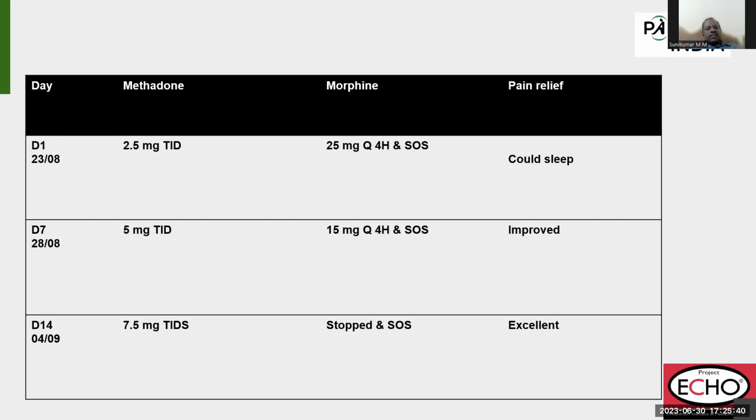So actually, after 14 days, she came to our OPD by walking. So that was one of our first experiences with methadone. And this patient was on various things, morphine, adjuvant analgesics, epidural analgesia, which failed to give satisfactory pain relief. But methadone was able to give a good pain relief for her, and she was comfortable till her death.